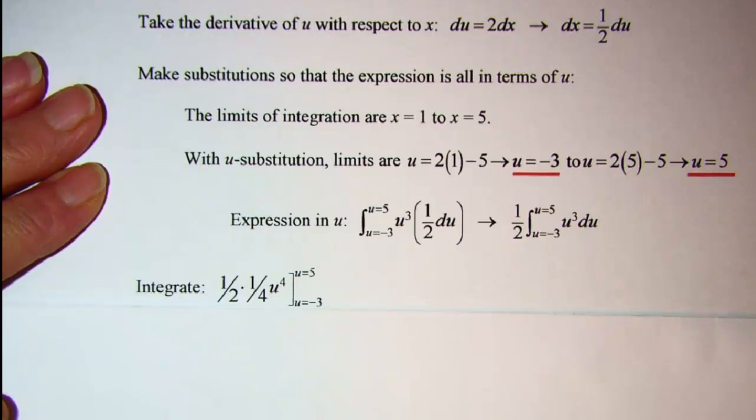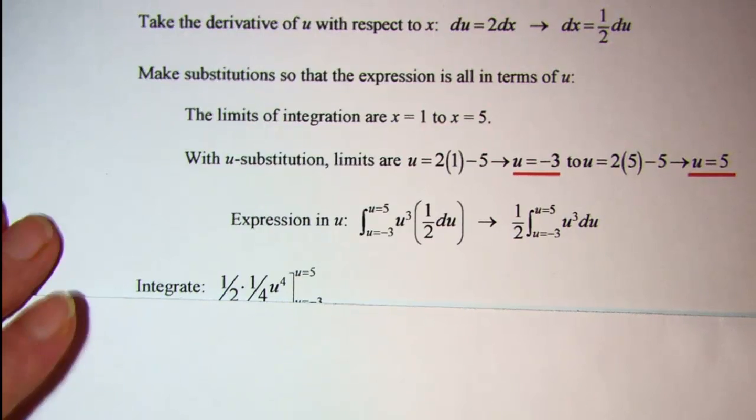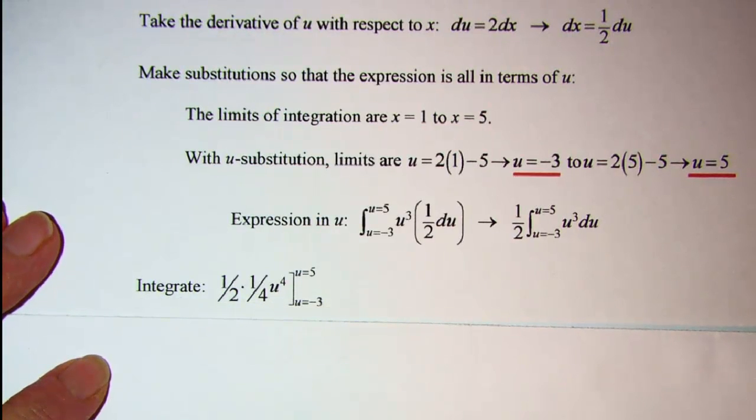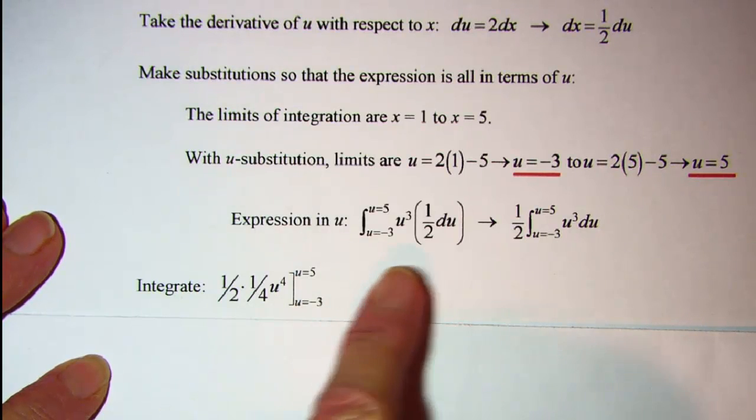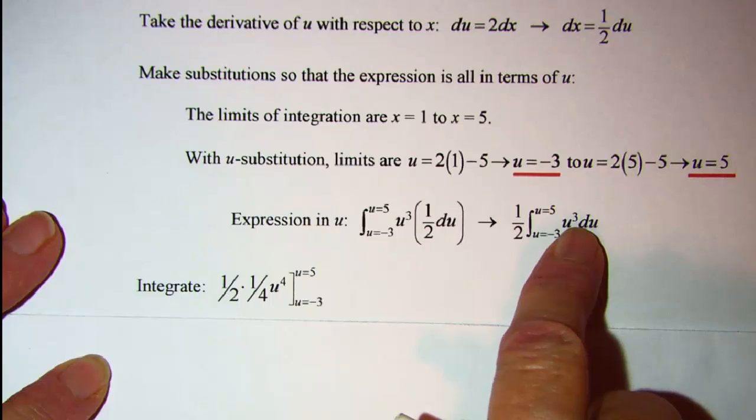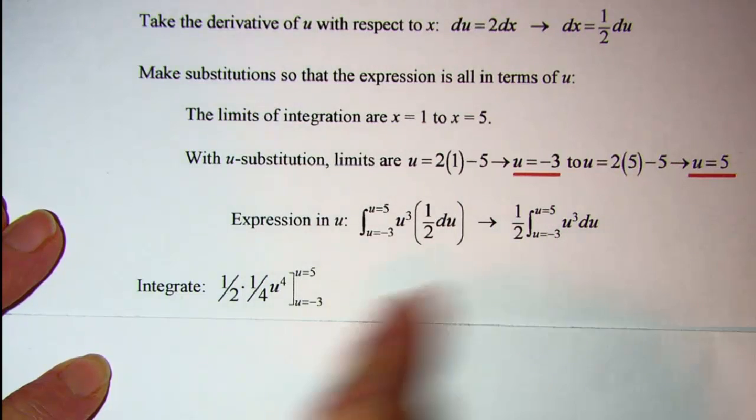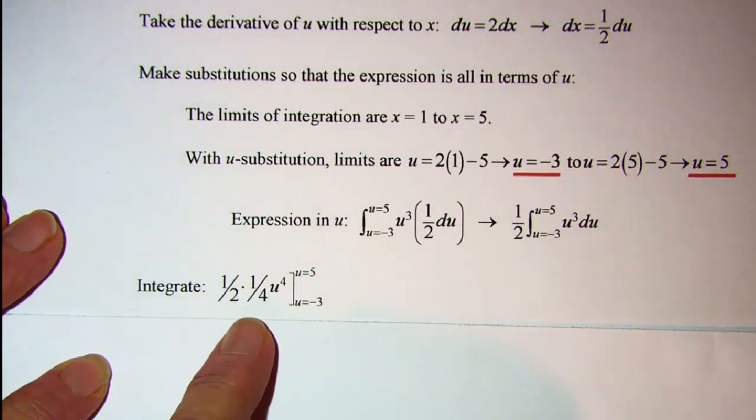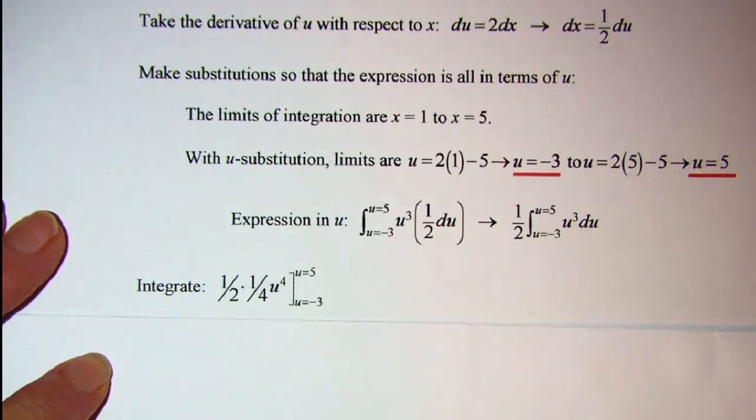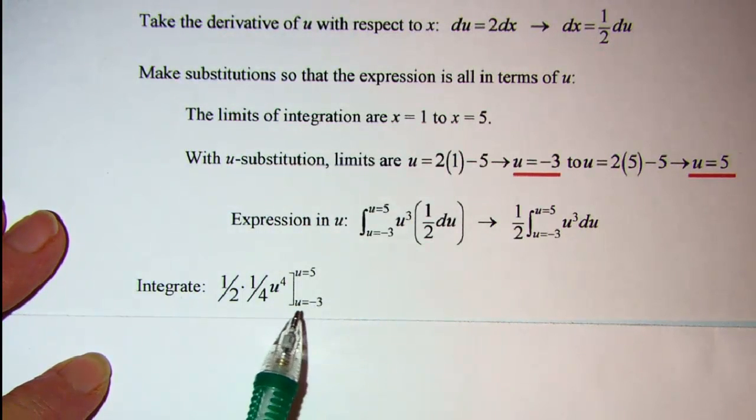When we integrate, we have our 1/2 from the front, and then increase the exponent by 1 and divide by the new exponent, so it's u to the 4th power, and then 1/4 is our division by 4. And then, since it's a definite integral, we show that this way.